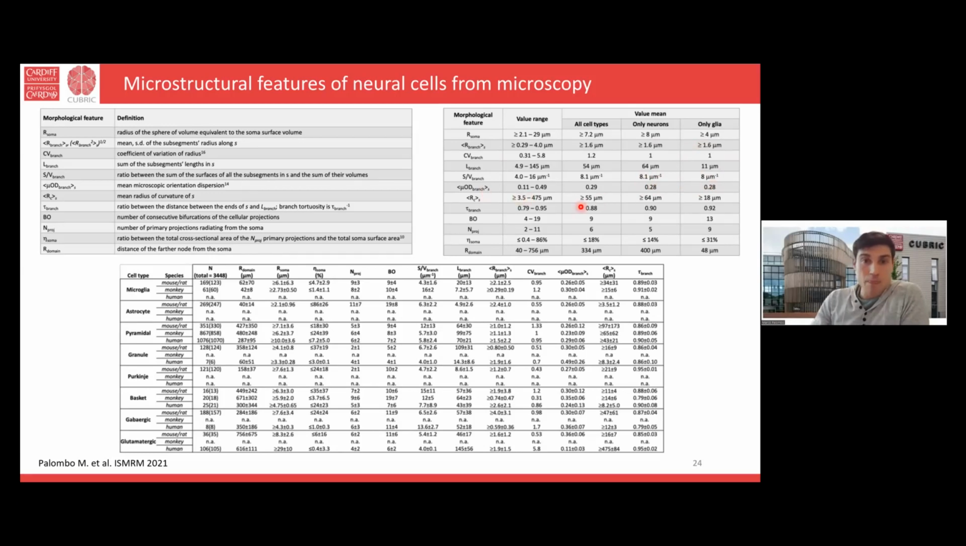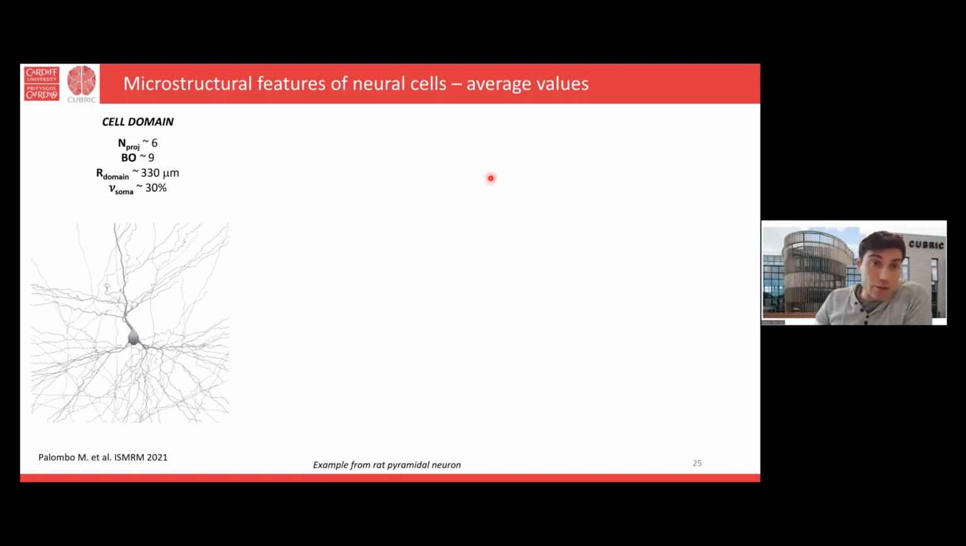So in summary, what we have learned from this investigation is that if we look at the overall cell domain, not only neurons, I'm talking about on average within a voxel that contains neurons and glia, we would expect to measure cells with an average of 6 projections radiating from the soma, and an average overall size of the cell on the order of 300 micrometers, with the soma on average occupying 30% of the total cell volume, not 30% of the voxel volume, but 30% of the total intracellular volume in the cell.